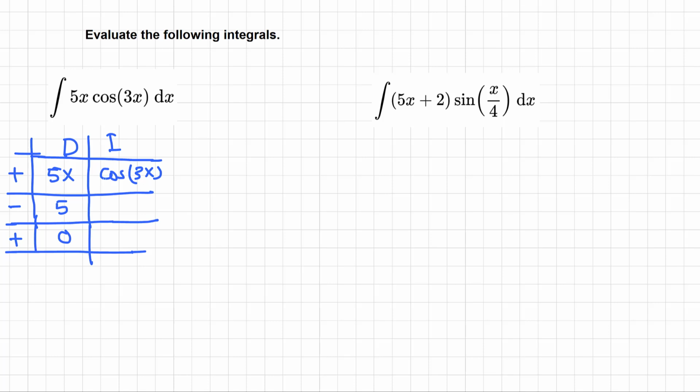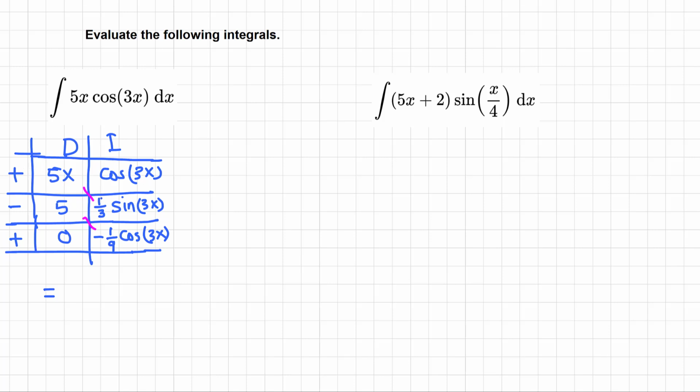So the antiderivative of cosine is sine, sine 3x. This 3 we need to divide by 3, and divide by 3 means multiply by 1/3, same thing. Integrate again. The antiderivative of sine is negative cosine 3x, and divide by 3 means multiply by 1/3. And 1/3 is already there, times 1/3. 1/3 times 1/3 is 1/9. So we can stop here.